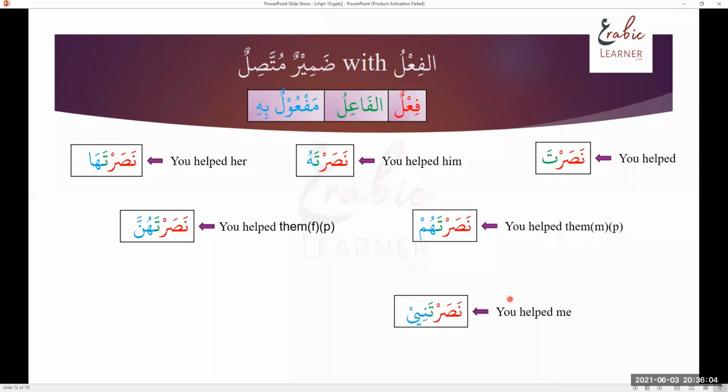Nasartani. Why this noon is coming, inshallah, you will learn in the next slide. Nasartana, you helped us. You have to practice this a lot. So imagine, in such a small word, how much information you're giving. In such a small word, Nasartana, you helped us. So that is the beauty of the Arabic language.